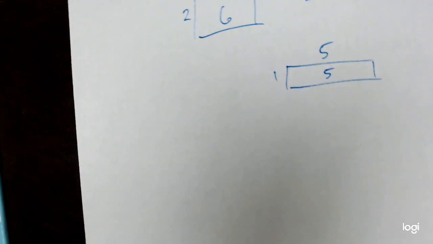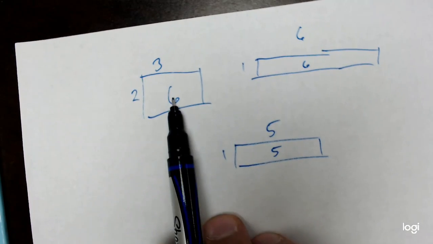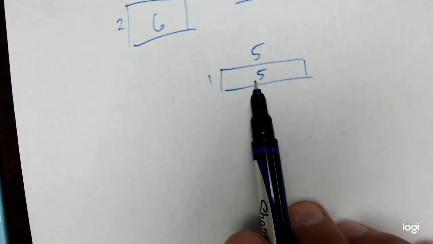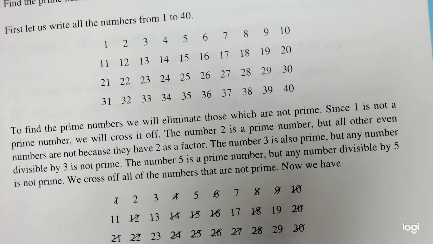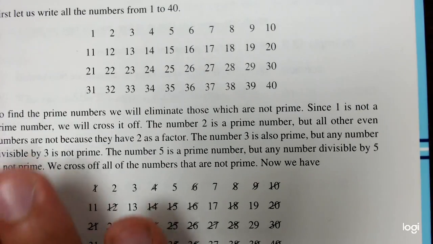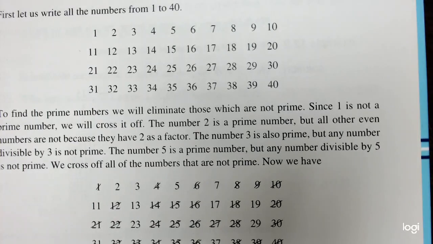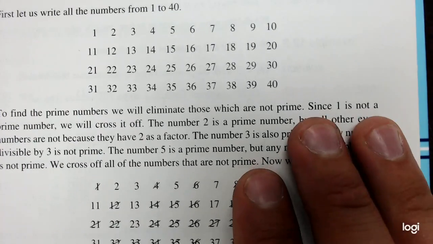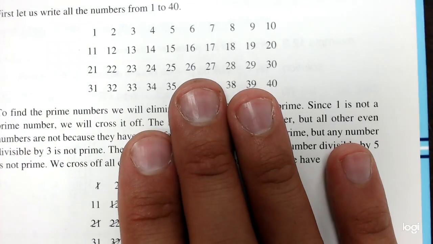Or if we were to draw it in a box, a composite number can be created by multiple size squares. A prime number can only be created by 1 and itself. Now, if you look in your book on page 45, we have prime numbers 1 through 40, right? We can also use divisibility rules to help us spot prime numbers. So here's all the numbers 1 through 40, and they want to write all of the ones that are prime.